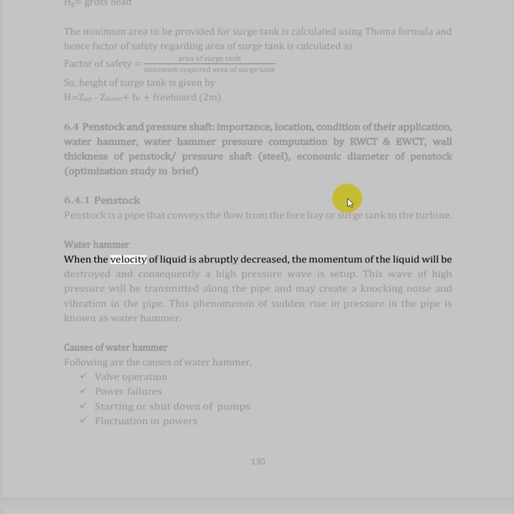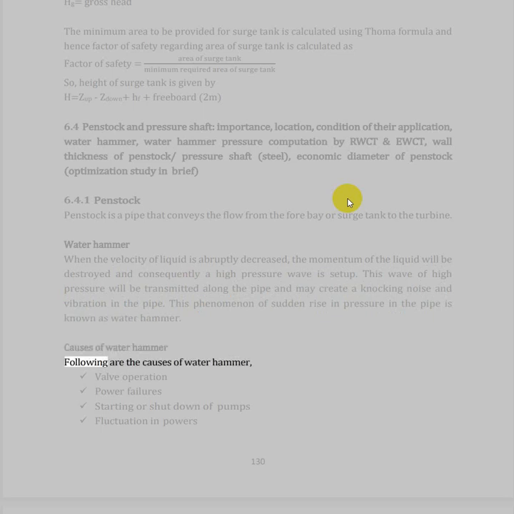Water hammer. When the velocity of liquid is abruptly decreased, the momentum of the liquid will be destroyed and consequently a high-pressure wave is set up. This wave of high pressure will be transmitted along the pipe and may create a knocking noise and vibration in the pipe. This phenomenon of sudden rise in pressure in the pipe is known as water hammer.